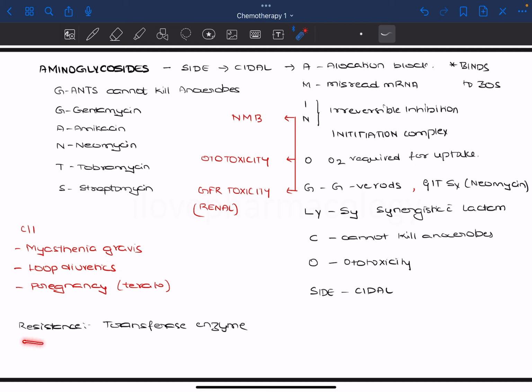So how do they develop resistance? By transferase enzymes, which inactivate the aminoglycosides, through acetylation, phosphorylation, etc.